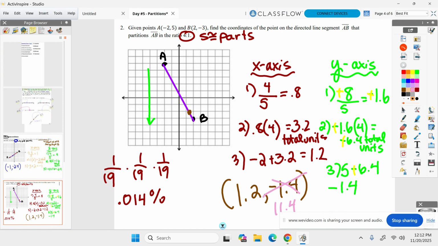Ready? 1.2, 11.4. Something went wrong. That's why you check. All right. It's okay if you fell in the trap if you check. Clearly you fell into the trap because that point's way up there, not even close to the line. All good. Questions, comments, any concerns?